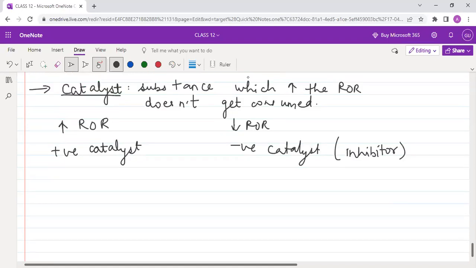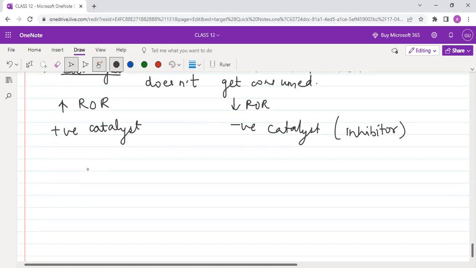What is the function of a catalyst now? We got to know that it increases the rate of reaction, but how does it increase it? Function means what role is it playing? It is increasing the rate of reaction, but what is it actually doing that because of which the reaction rate is getting increased?